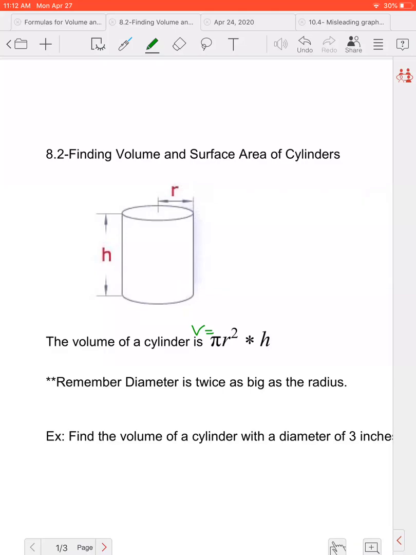Hi all, welcome back. We're going to talk about 8.2, finding volume and surface area of a cylinder. So when we're looking at a cylinder, we have the height, which is how tall the cylinder is, and we have the radius, which, remember, is the distance from the center to the edge of the circle.